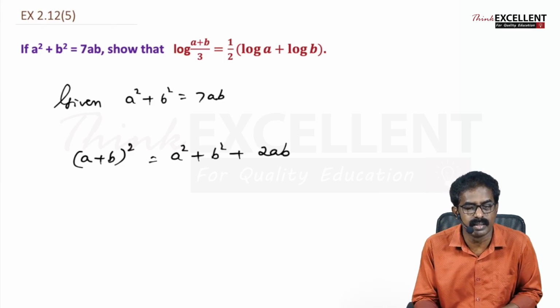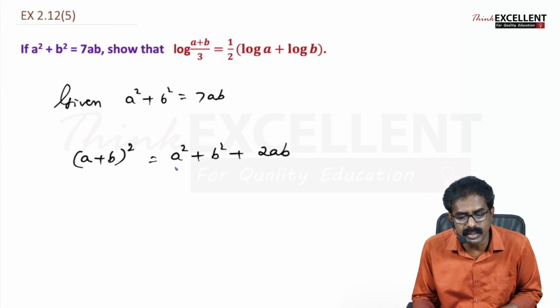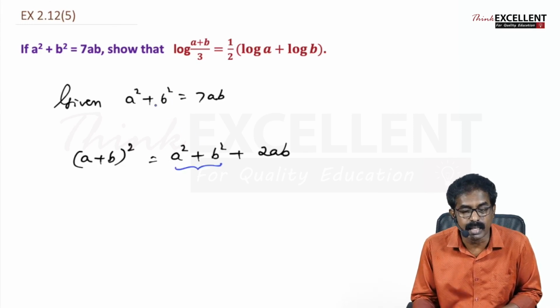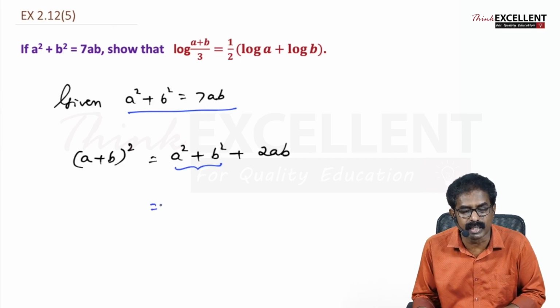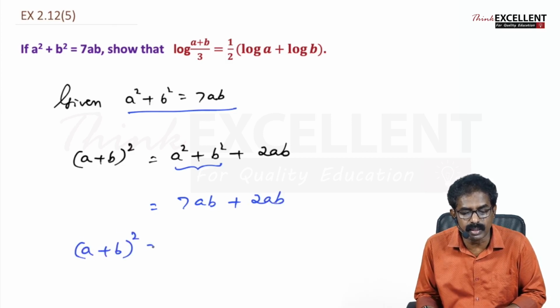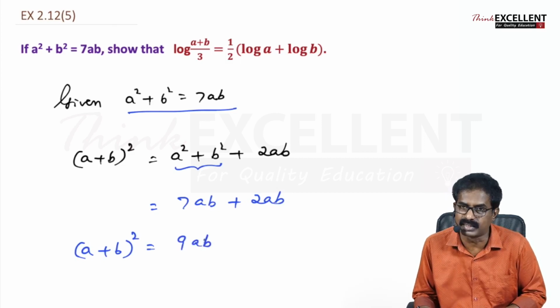Everything is the same only, right? Why I am writing like this: this a square plus b square can be replaced by, what? It is given in the question, 7ab. So you can write it as 7ab plus 2ab. So you are getting a plus b the whole square is equal to 9ab. So this is the first step.